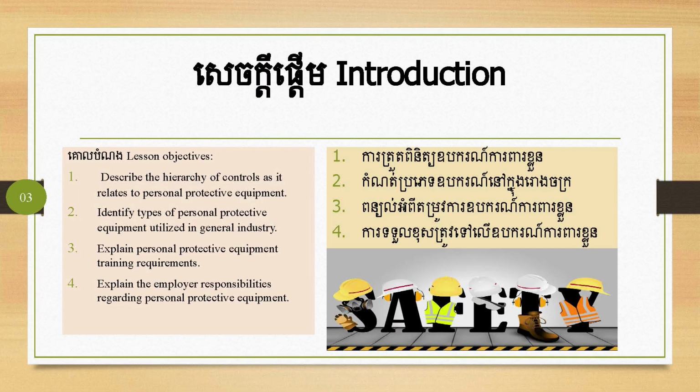3. Lesson objectives. Describe the hierarchy of controls as it relates to personal protective equipment, PPE. Identify types of personal protective equipment utilized in general industry. Explain personal protective equipment training requirements. Explain employer responsibilities regarding personal protective equipment.